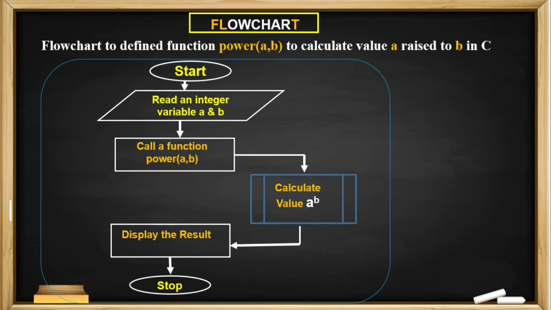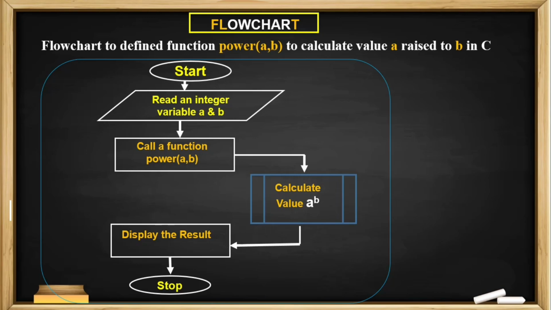Now we shall discuss the flowchart for our task, which is to create a user-defined function power. A flowchart always begins with start and ends with stop. The values of the variables, that is base and exponent, are read and stored in variables a and b as shown in the input-output block.